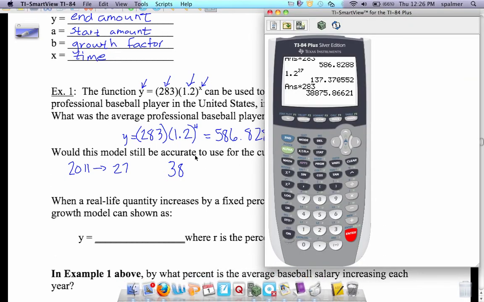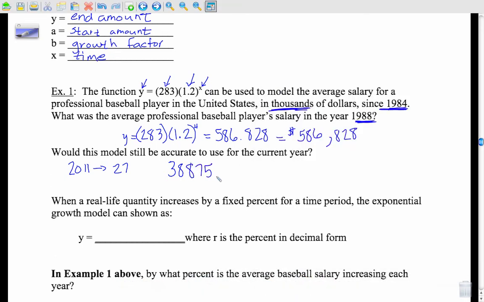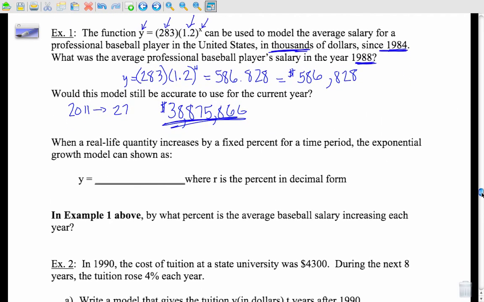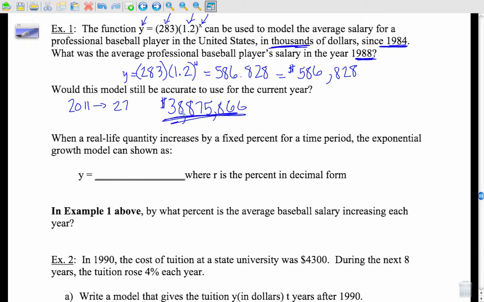Is it 38 or is it 3? I think it's 38. Yeah, it's 38,875 point 866 or whatever it happens to be. So it would be about $38 million. And obviously that is way too much money. Baseball players, they do make a lot. If you want to see how much baseball players do make, you can go log on to ESPN.com and go to Salary Crunch. It'll show you how much some of those people make. But this is way too much money.